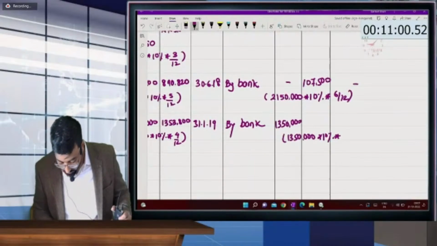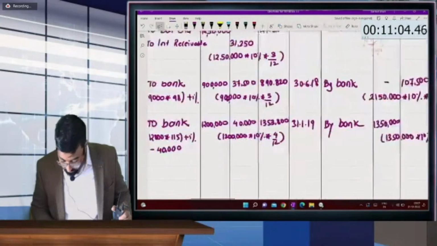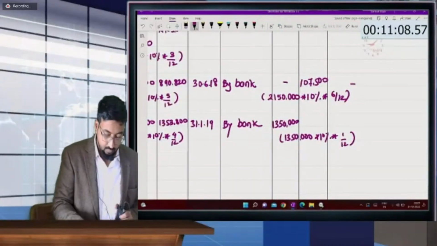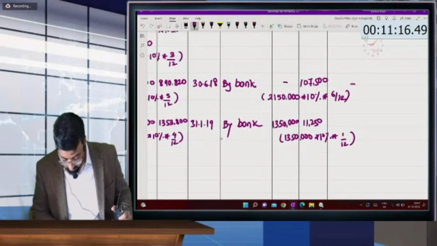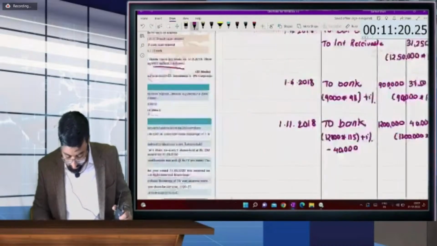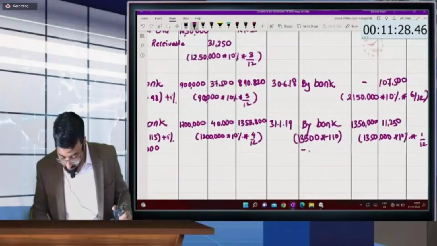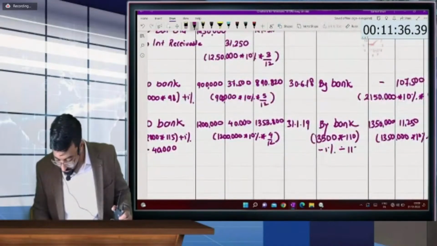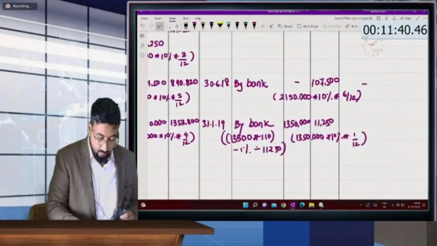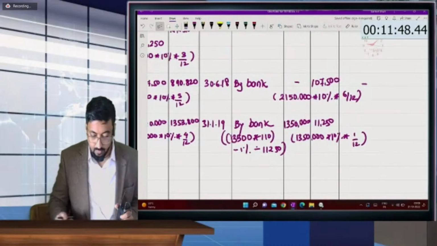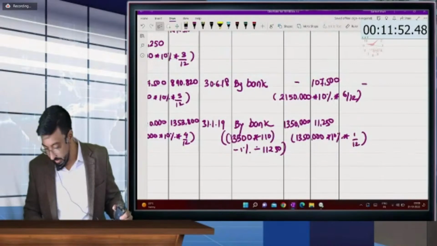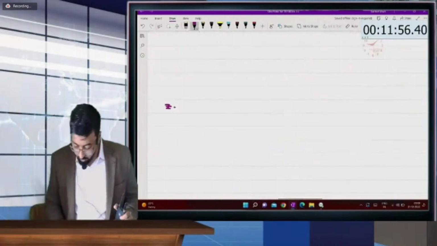13,50,000 into 10%, 13,500 into 110 minus 1%, and cum interest or ex interest. 11,250 is cum interest. So 13,500 minus 11,250 gives 14,58,900.